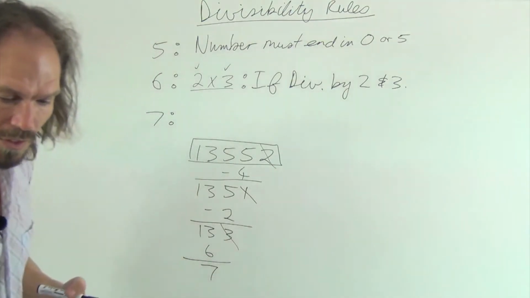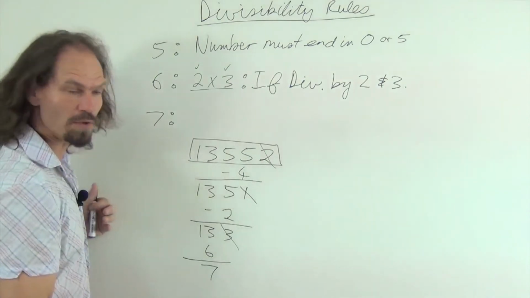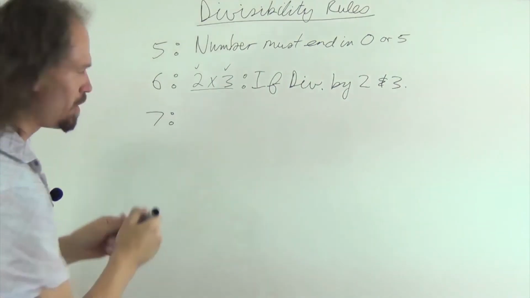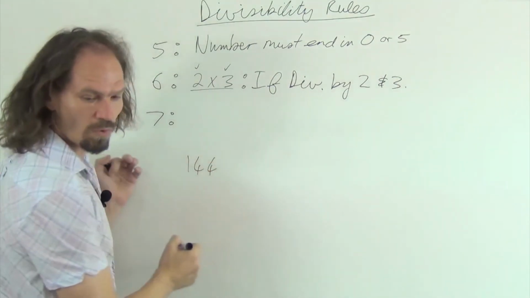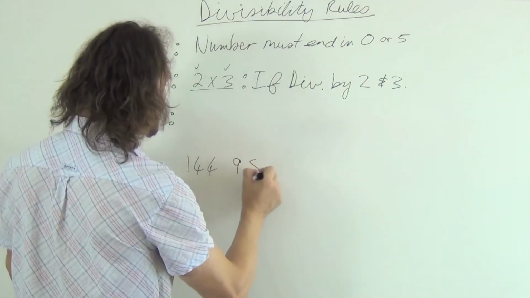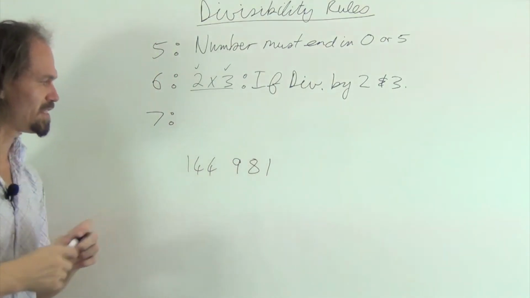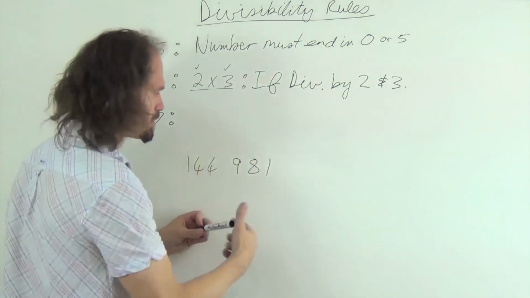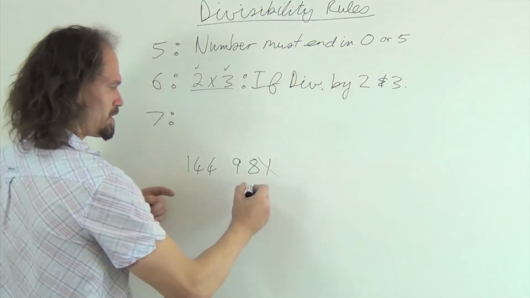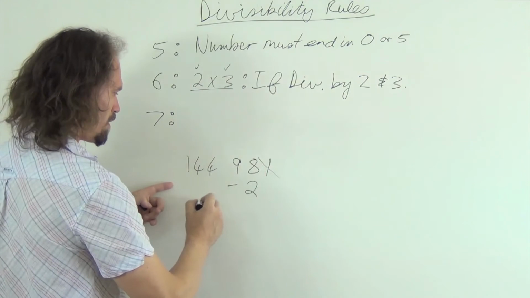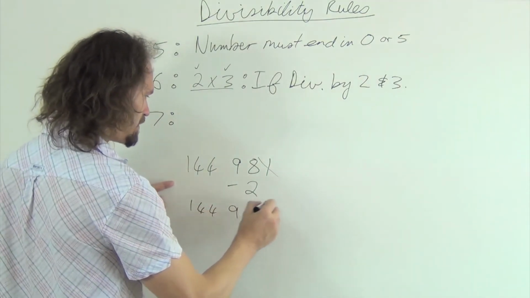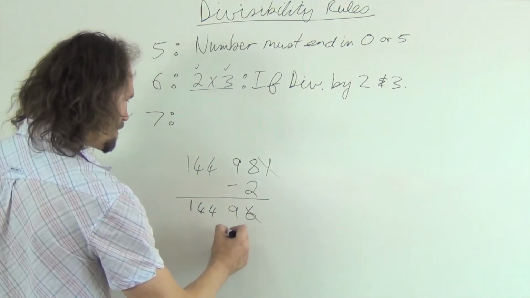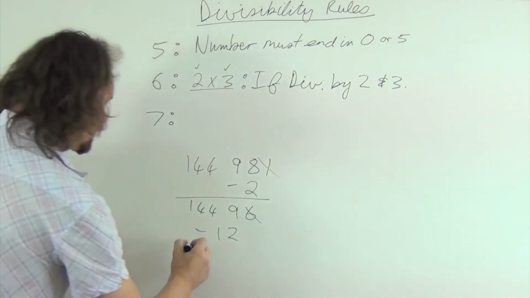Okay? So, let's do another one. Let's repeat the whole process and see if the next number, 144,981, is divisible by 7. And I go, yeah, obviously I don't know. So I need to follow the process and go, okay, remove the last number, times it by 2 and subtract it. I get 14496. Does that ring a bell? No, it doesn't. Take the 6 away, times it by 2, subtract 12 from that.